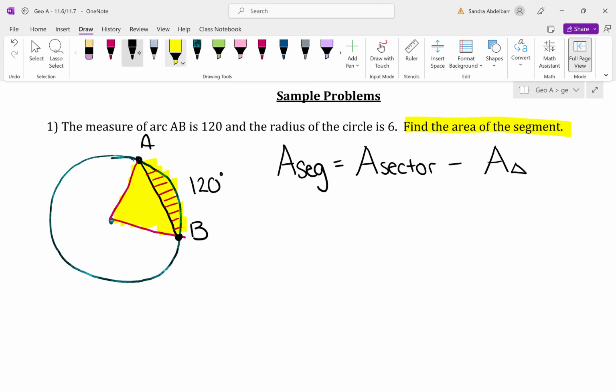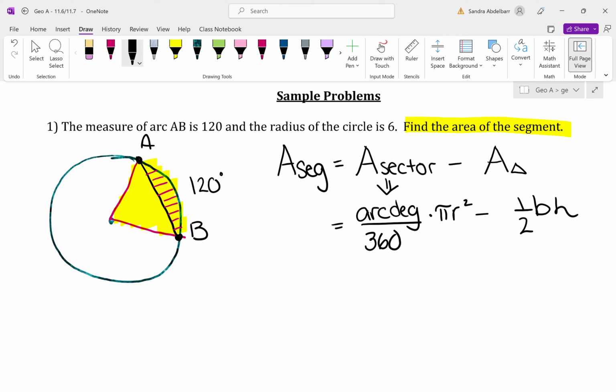How do we find the area of a sector? Who remembers the formula? Maya. It's arc degree over 360 times pi r squared. You got it. And the area of a triangle is half base times height. All right, do we agree this time our arc degree is 120? So now we're 120 over 360 times pi. They told us in the given information the radius of the circle is 6. So pi 6 squared.